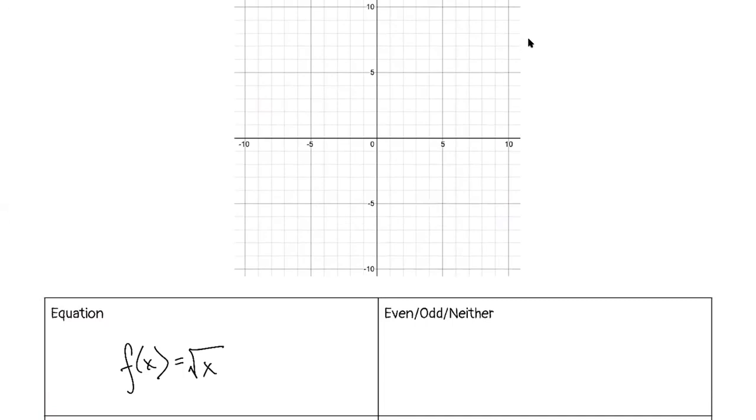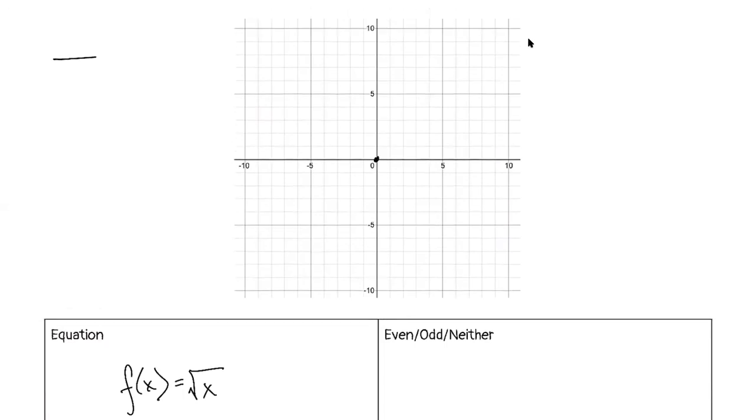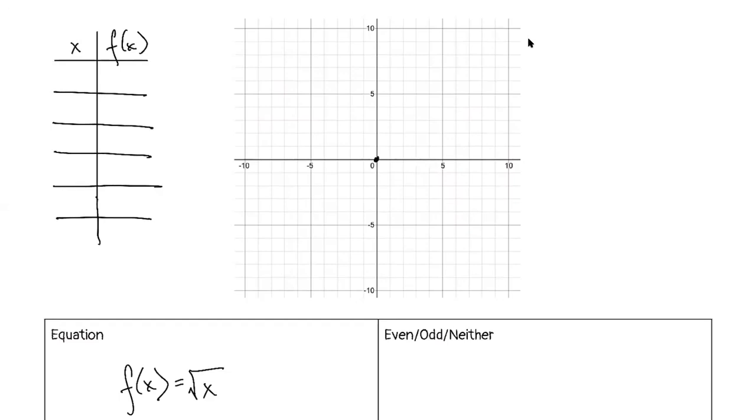0. Yeah. So 0, 0 is a point. Okay. Maybe let's make a little table here. All right. So x, f of x, 0. Okay. Plug in 0, I get 0. 4, 2. All right. How come you didn't try plugging in like 3?